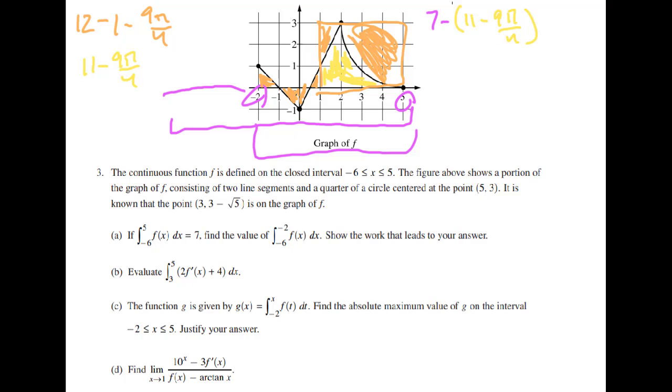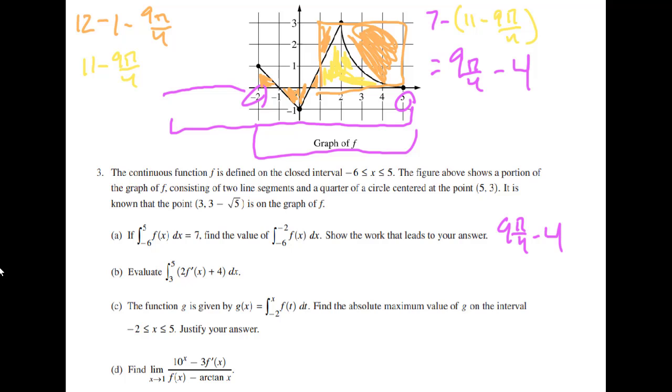And what does that get us? Well, this is simple subtraction. This is too easy, right? This is going to be equal to 9 pi over 4, 7 minus 11 is minus 4, so minus 4 plus 9 pi over 4. That is our answer for part A. Look at that. 4 minutes in, and we did a part of a question. Good job on us. Okay, let's go to part B.